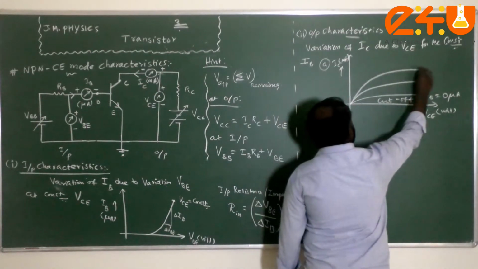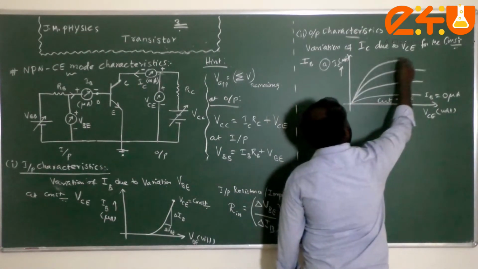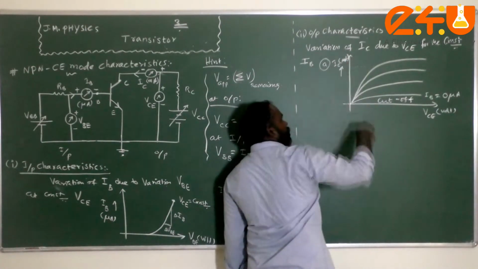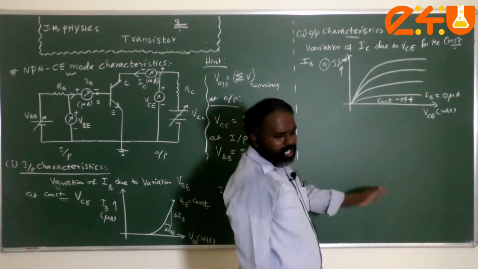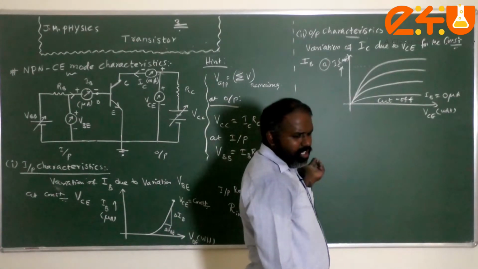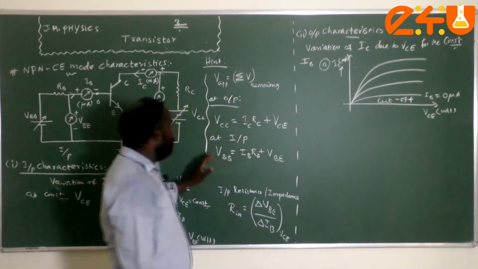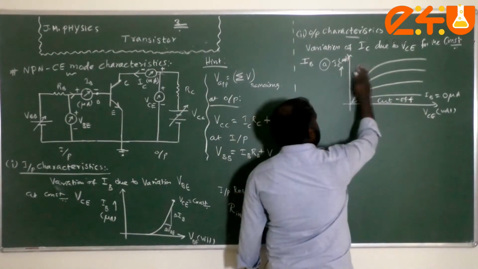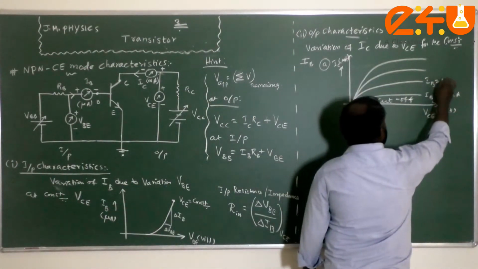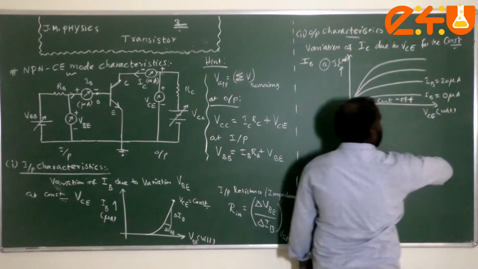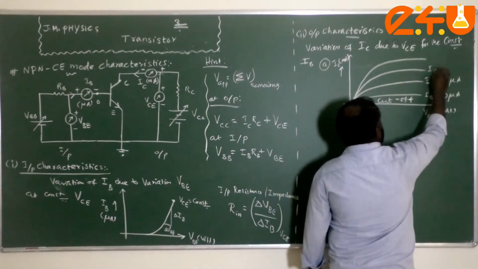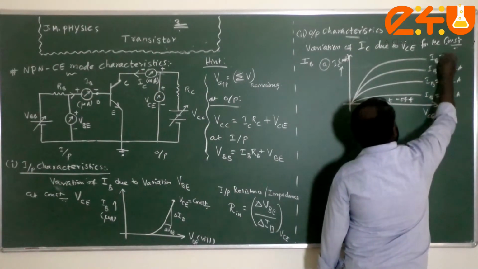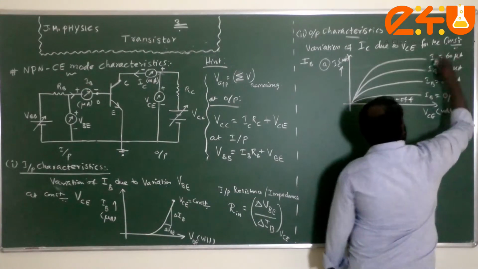When IB increases, the maximum value reached by the collector current also increases, because the output current depends on the input, since the majority carriers are obtained from the input part only. So IB could be, for example, 20 microamperes, then 40 microamperes, then 60 microamperes, and so on.